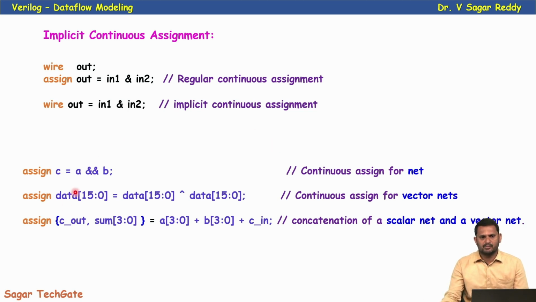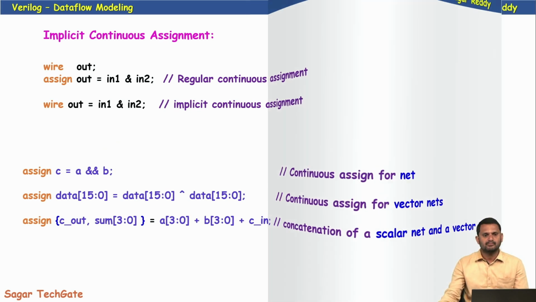So what do you understand from this? We are using these continuous assignments to model combinational circuits in dataflow. Continuous assignment means that it contains a simple Boolean expression. By using continuous assignments and Boolean expressions, we describe combinational circuits.